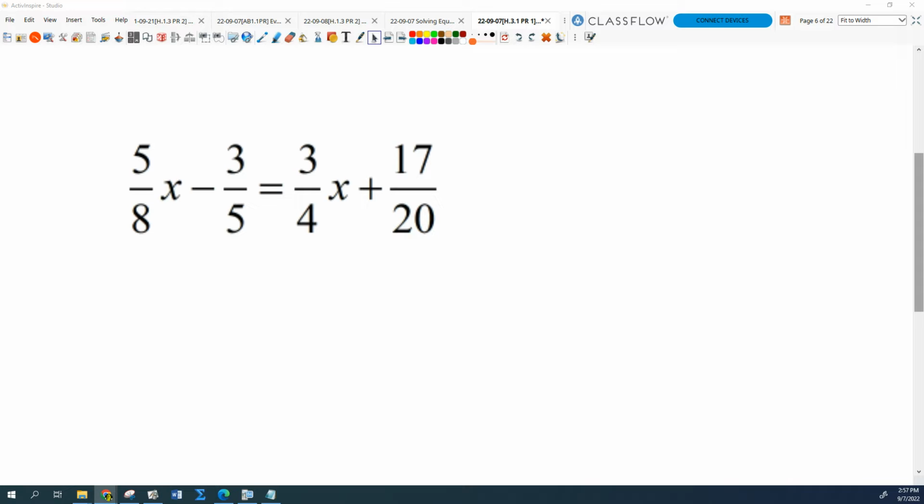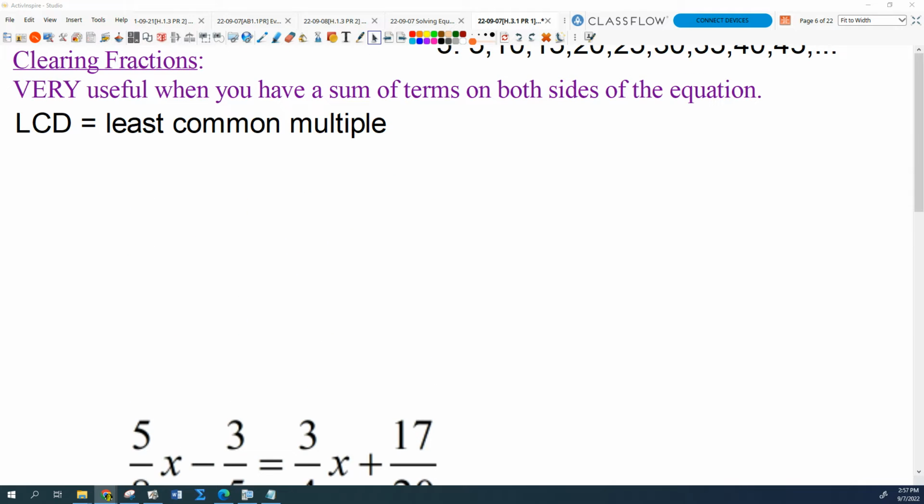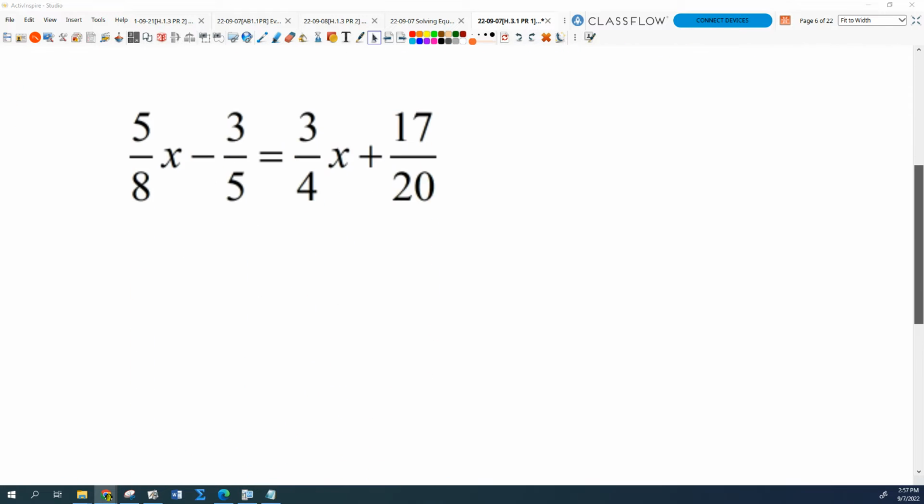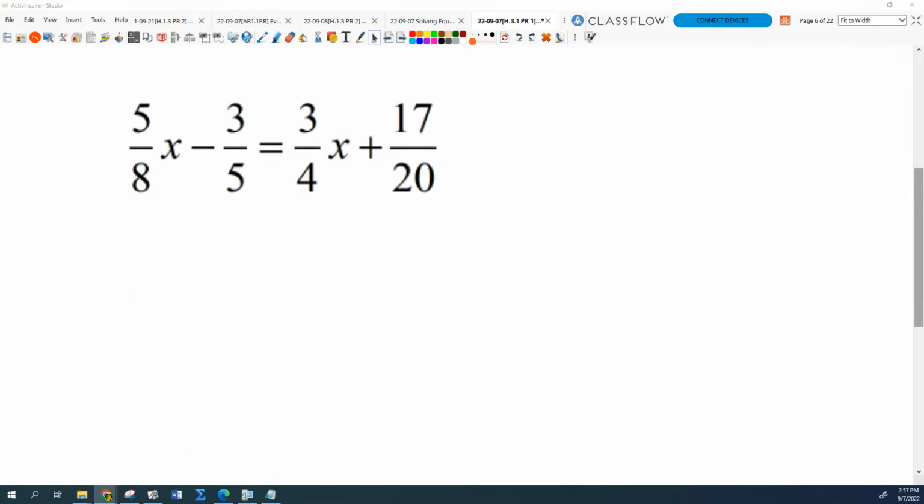Now, the way we clear the fractions, step 1 is we have to find the least common multiple of all the denominators, which is the same thing as the least common denominator of all the denominators, right? Now, what is it? What is the least common multiple of all the denominators? Or in other words, the least common denominator? 40. Yeah, how'd you get that so quick? Okay, yeah. So 8 times 5 is 40, and then you can see that's a number they all divide into.